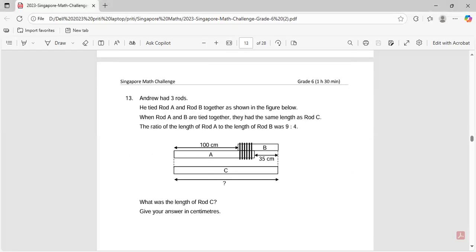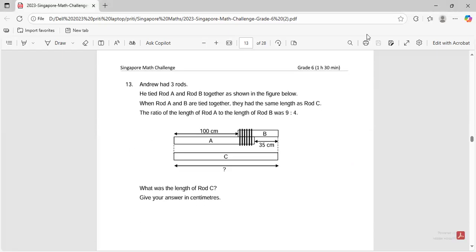Question number 13. Andrew has three rods. He tied rod A and rod B together as shown in the figure below. When rod A and B are tied together, they had the same length as rod C. The ratio of A to B was 9 is to 4. Now, if you see, rod A is the longer one and B is the shorter one. Correct. Now, what is common here is x and x.